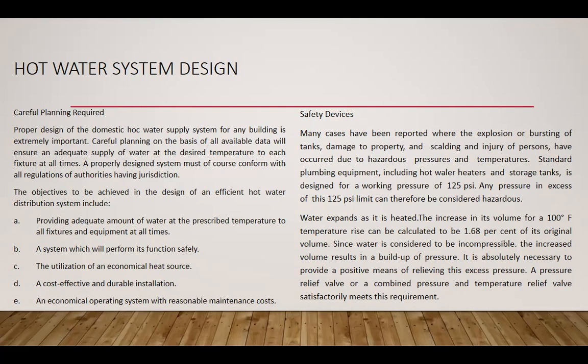Safety devices. Many cases have been reported where the explosion or bursting of tank, damage to property, and scalding and injury of person have occurred due to hazardous pressures and temperature. Standard plumbing equipment, including hot water heaters and storage tank, is designed for a working pressure of 125 psi. Any pressure in excess of this 125 psi limit can therefore be considered hazardous.